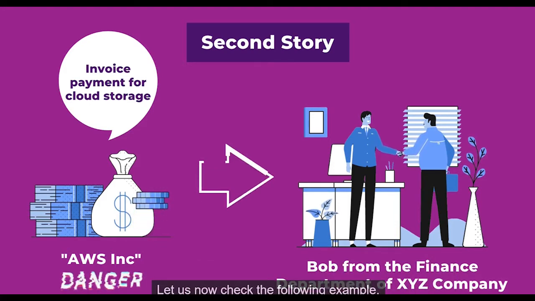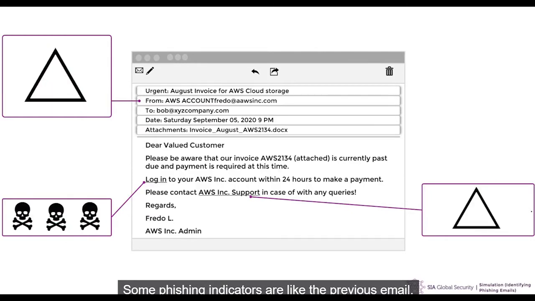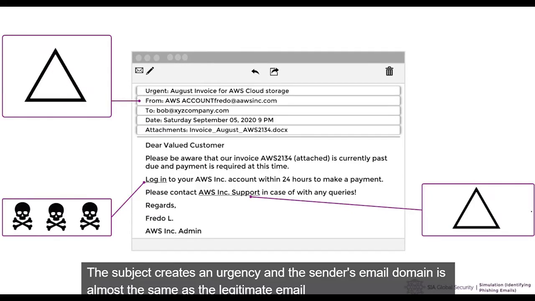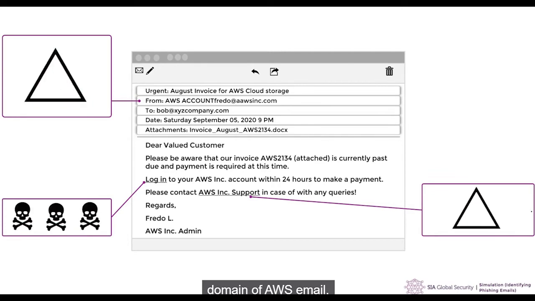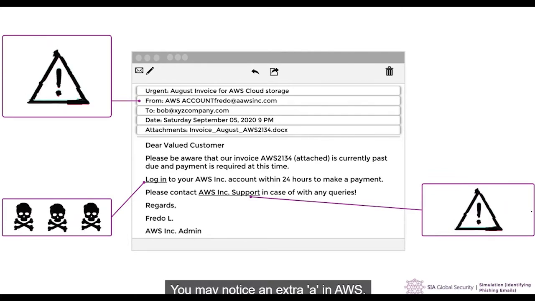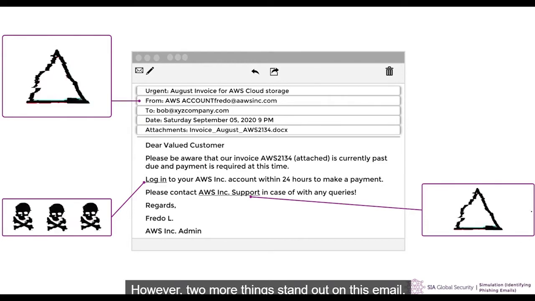Let us now check the following example. Some phishing indicators are like the previous email. The subject creates an urgency, and the sender's email domain is almost the same as the legitimate email domain of AWS. You may notice an extra A in AWS. However, two more things stand out on this email.